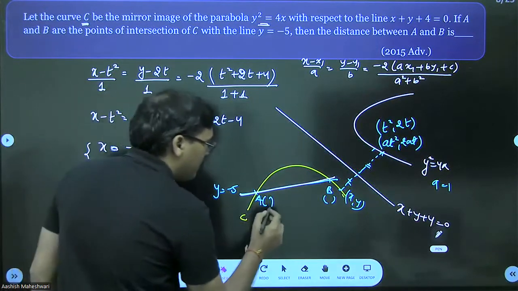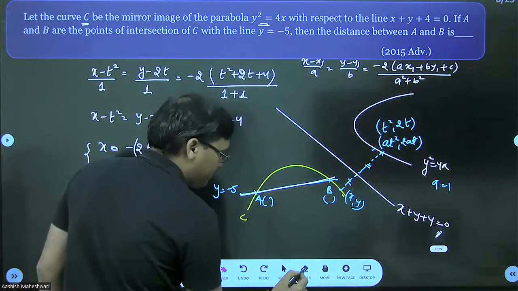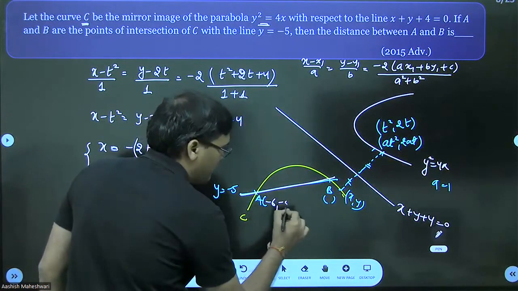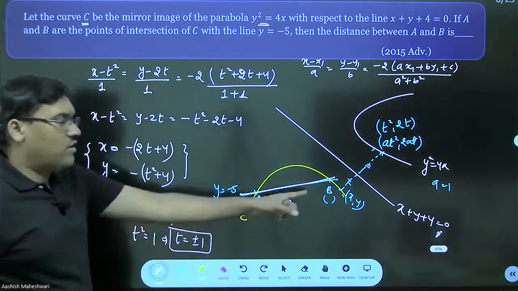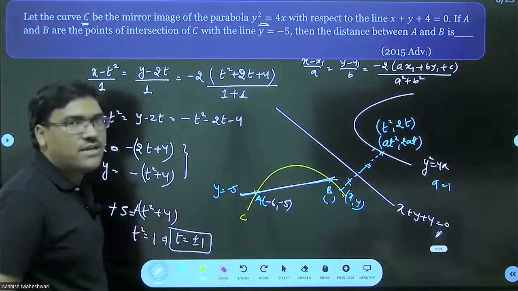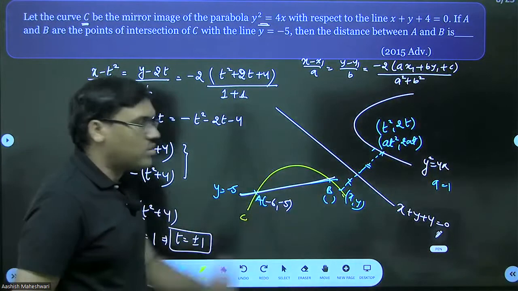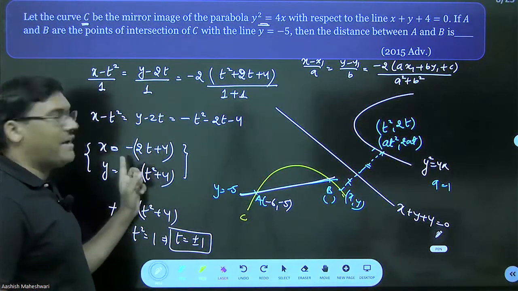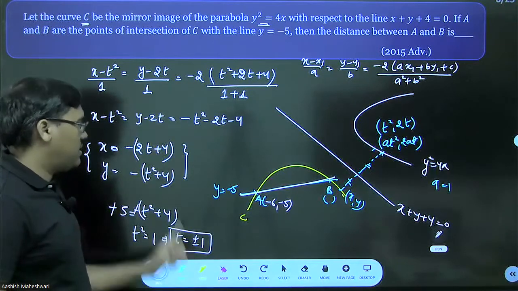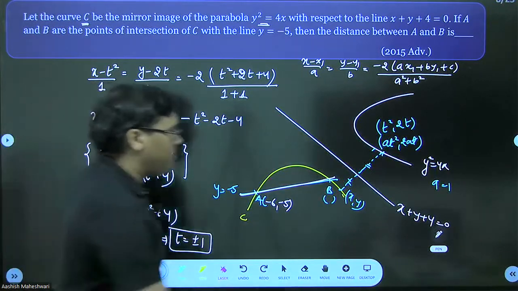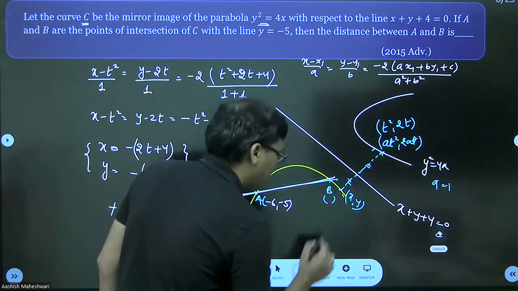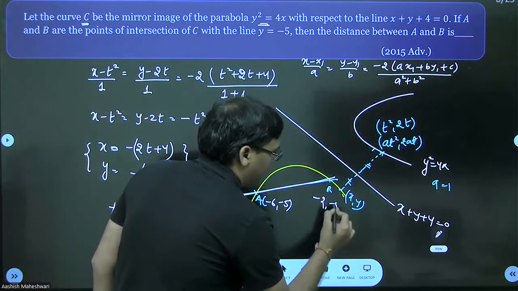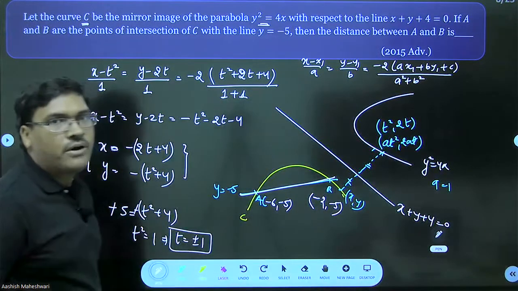Let's say this is point A, which is minus 6 comma minus 5. You can see the y coordinate will also be minus 5 because this is on the line y is equal to minus 5. And what is this coordinate B? If I put t is equal to minus 1 here, this will become minus 2. So this is minus 2 comma minus 5. I hope this is clear.